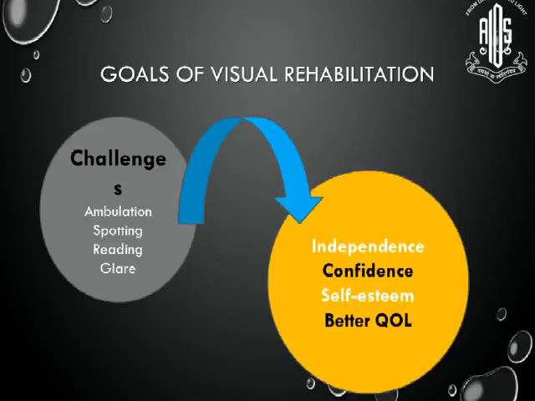The goals of visual rehabilitation, the challenges, are the ambulation of the patient for daily normal activity, spotting of objects, reading, which is very important for old age people, and the difficulty against glare. If we can do something for this patient, it can lead to good independence, where he can have good confidence in himself, self-esteem, and can lead a better quality of life.